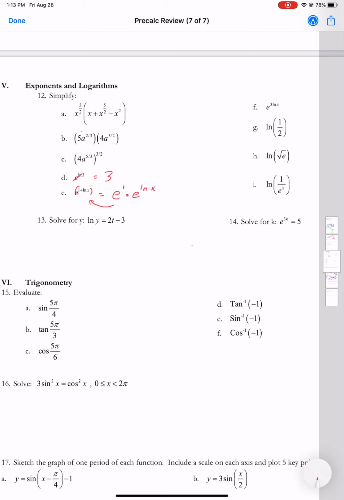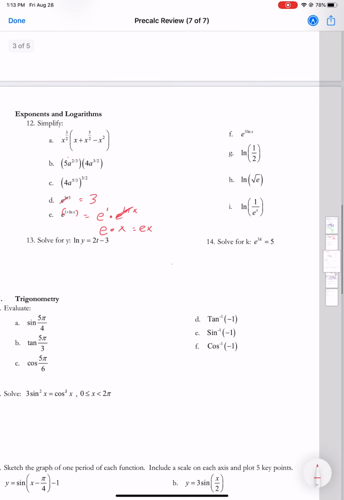Which makes this a lot easier to simplify then, because e to the first, anything to the first power is just itself. And e to the natural log of x, just like in part D, now e and natural log will cancel each other out. So it's just e times x, or ex.